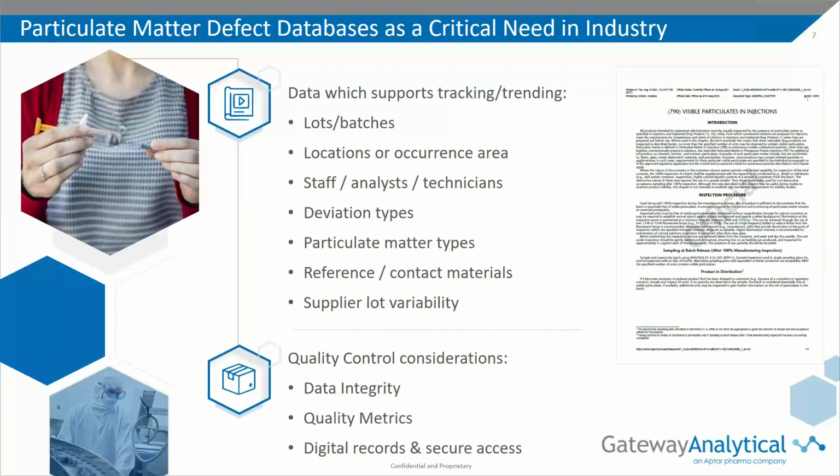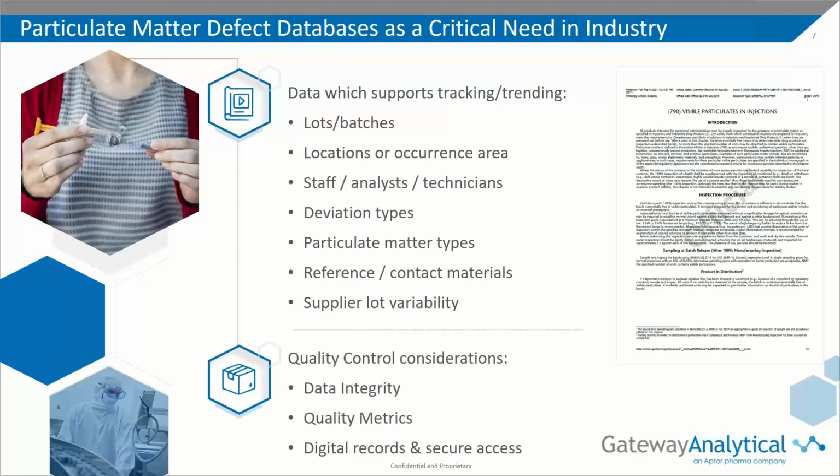There's a lot of information to support this, such as locations where things may occur and the lot numbers and batches of product. The staff, not only who collect, but who identify and maybe are responsible for the investigations. What type of deviations are we working with? Various types of particulate matter. Also, a mechanism to be able to provide reference materials to support these types of investigations. So there's a lot of information and data that supports an investigation.